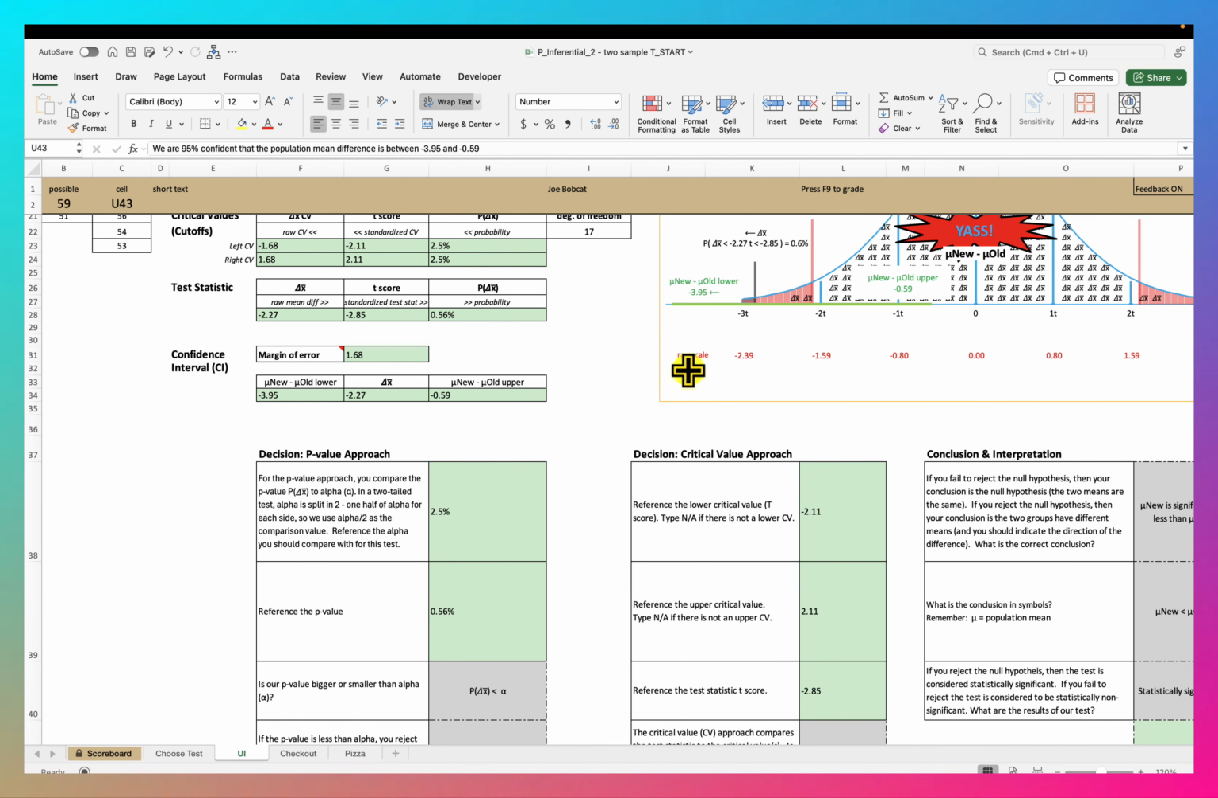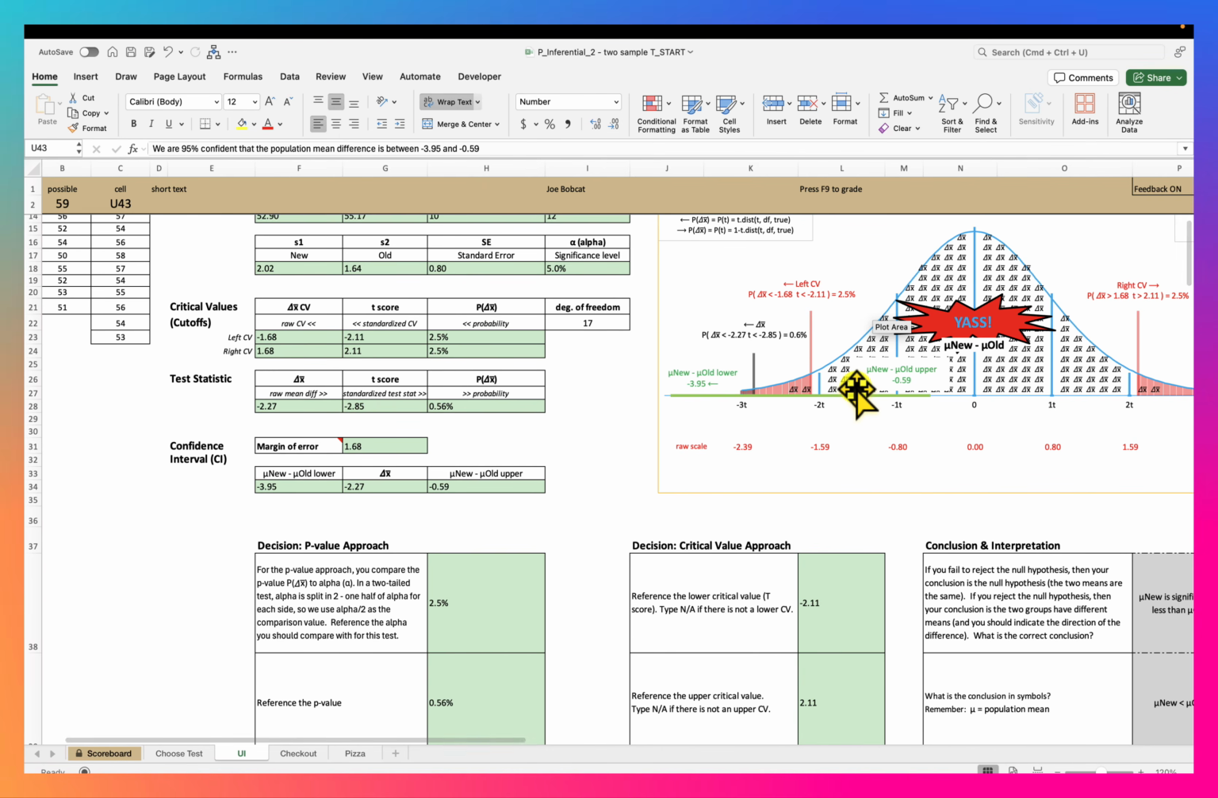No, sorry, negative 0.59. And as you can see, negative 0.59 falls short of the 0 point, which is why, again, another data point for why we reject the null hypothesis. And we're done with this one.